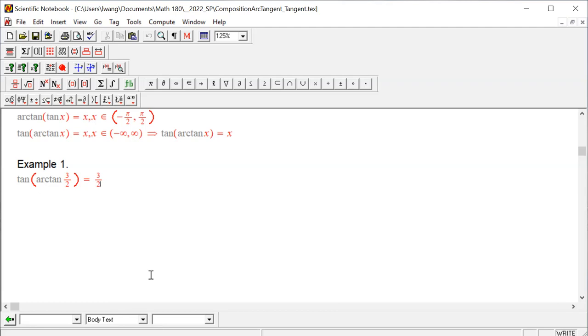3/2. Okay, it's just 3/2. So if you know the shortcut, you know the identity, it's pretty straightforward. However, okay, I will show you another way. Another way is in case that you forgot, right?